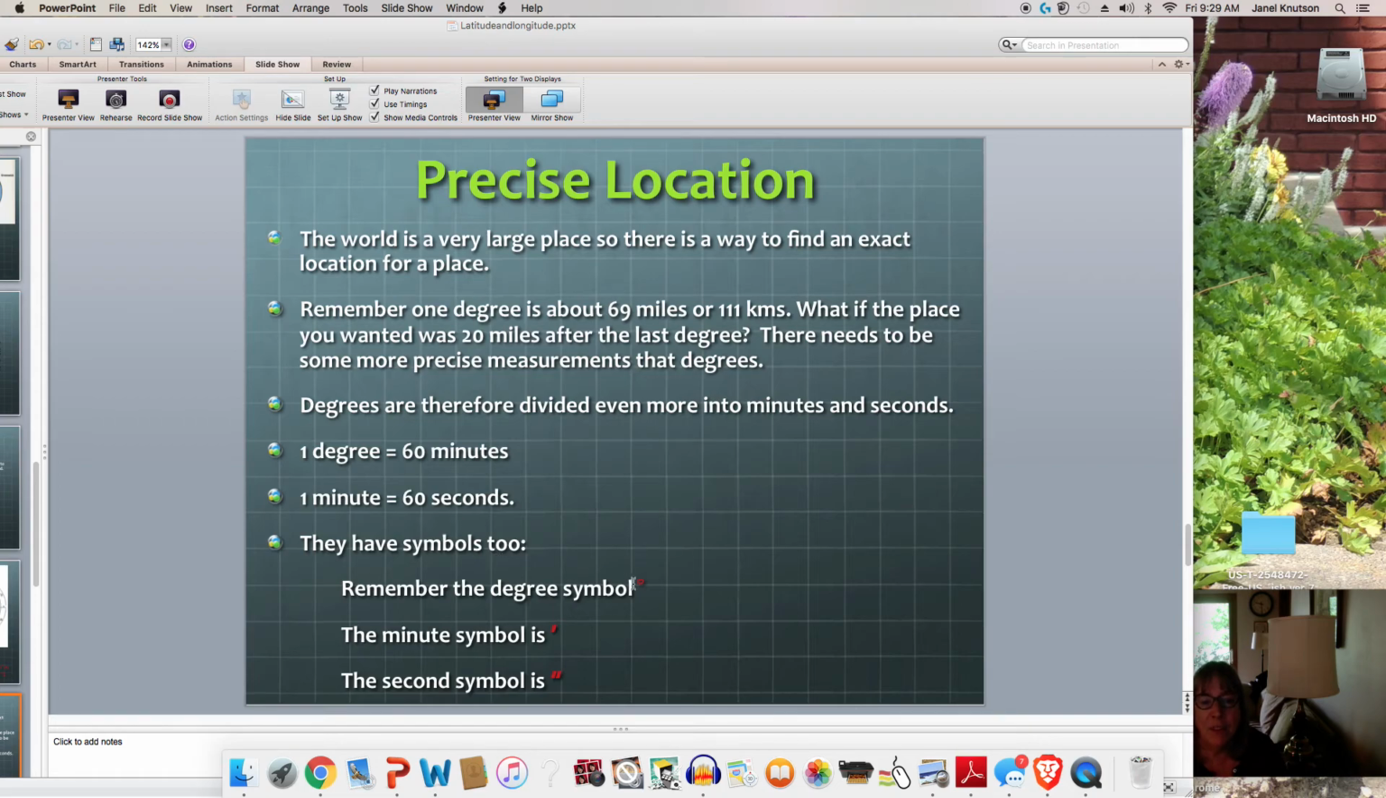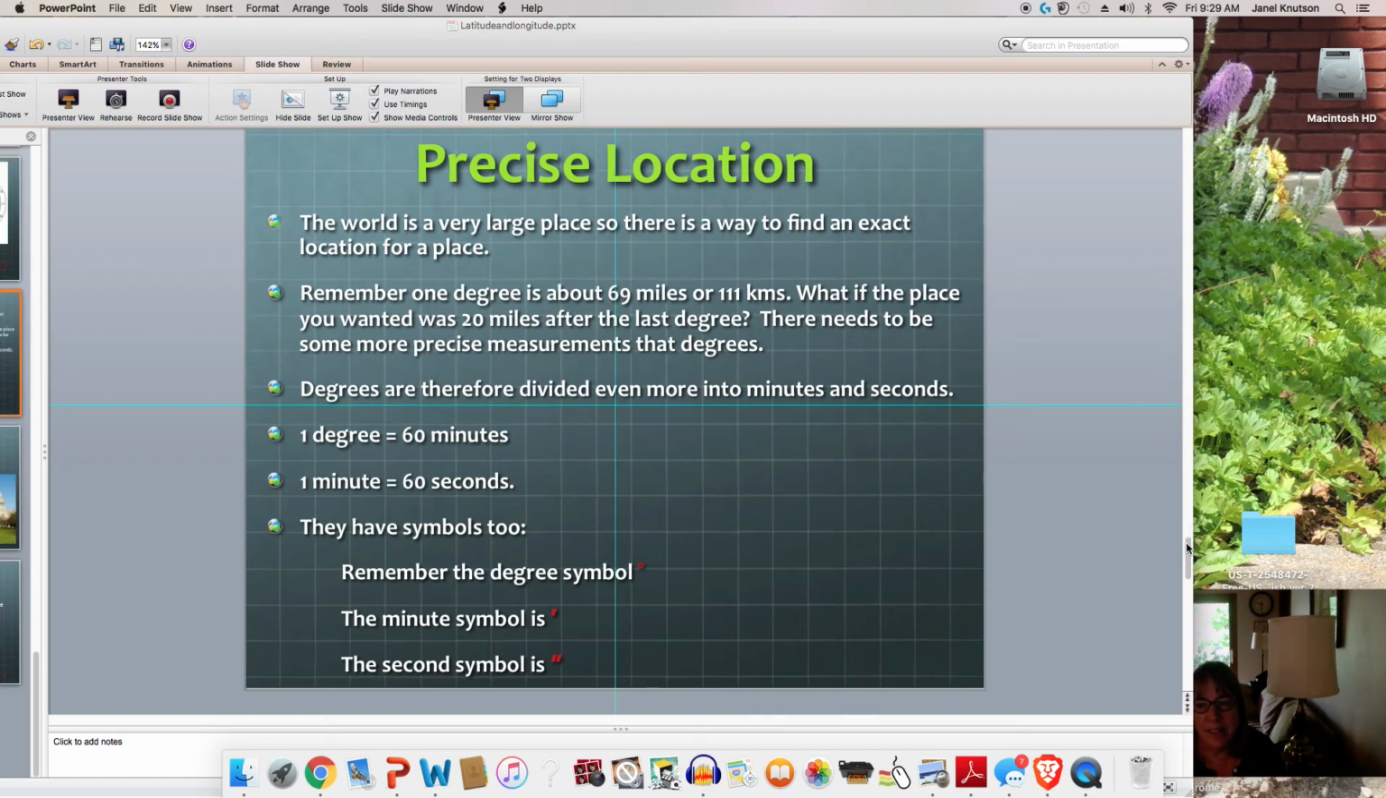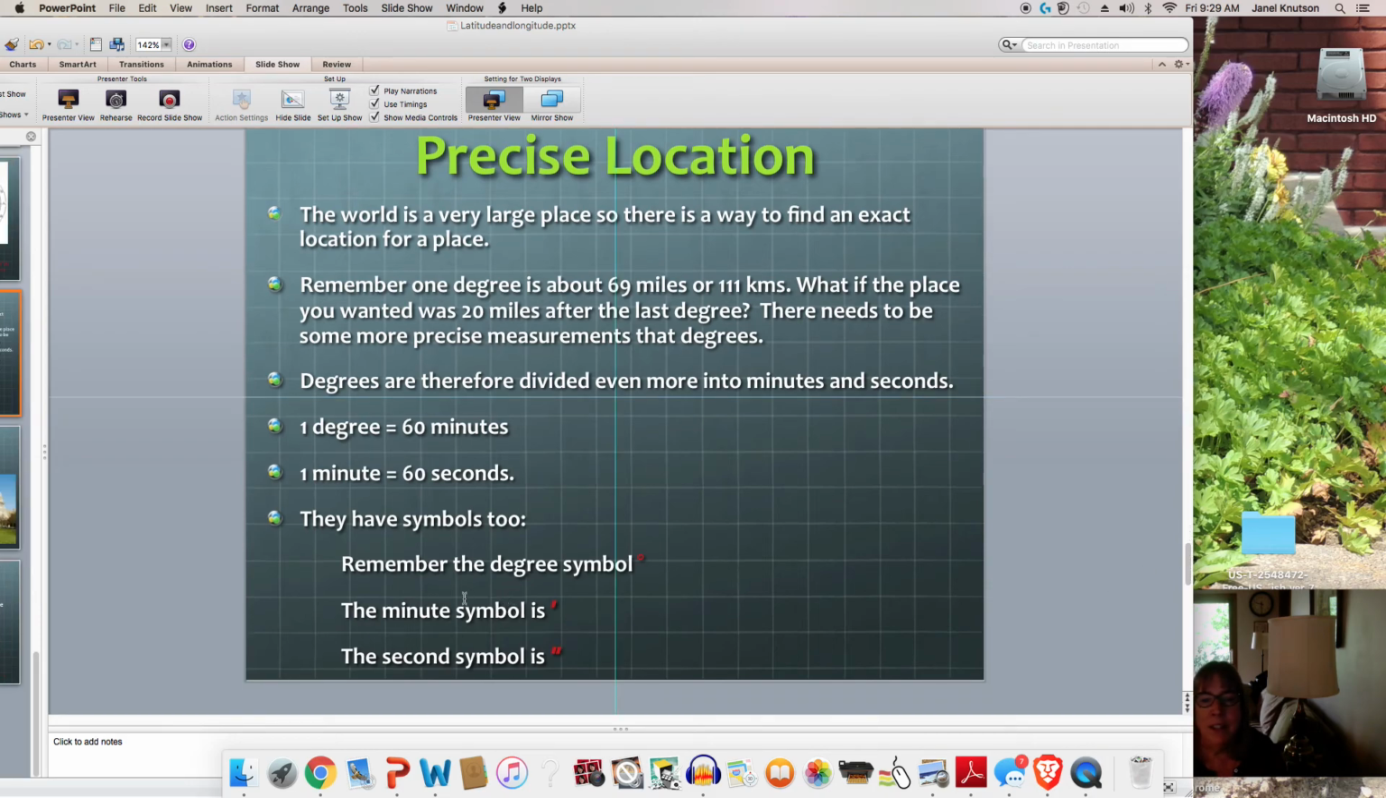They have symbols too. So the degree symbol is that open circle. The minute is like a quotation, parentheses. No, I can't think what this is called. Anyway, that, and then a quotation mark for seconds. We hardly ever use these so precisely. Maybe if you're into real estate or geography or geology, you might use this, but most of us don't use it so precisely.